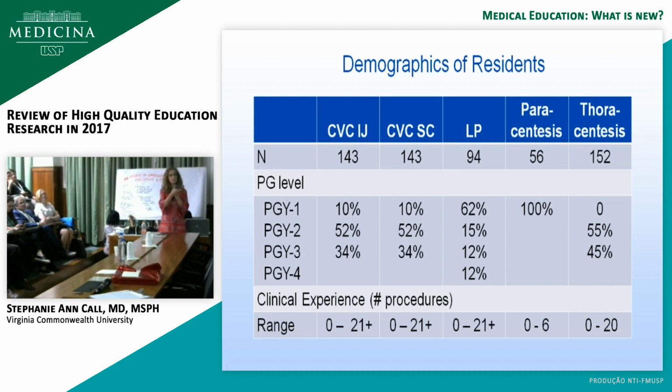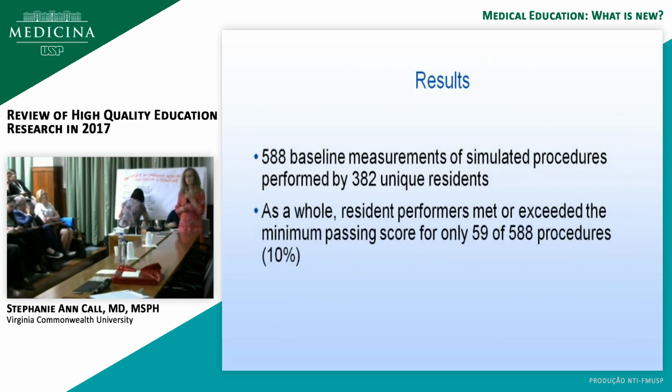And then the clinical experience, so the number of procedures that the residents had done coming into the simulation, varied greatly from 0 to 21. So a lot of rich data that we could then see, does that predict their ability to pass this assessment? The individuals used a standardized assessment tool or checklist for the procedure to determine competency in the simulation center, and trained observers. So the results.